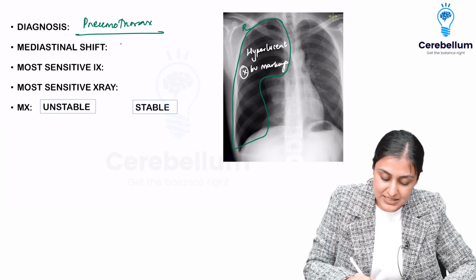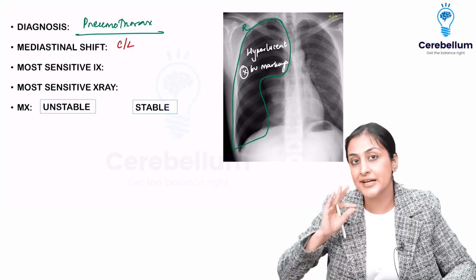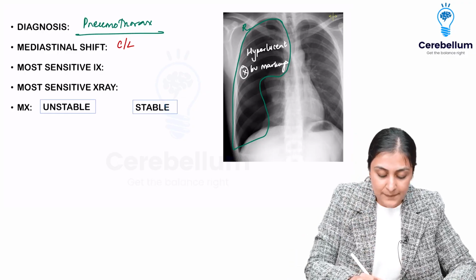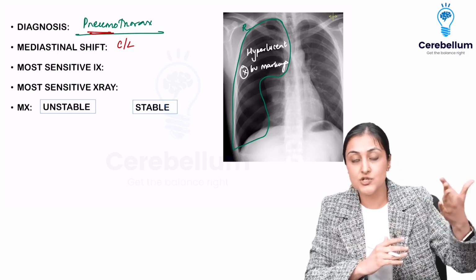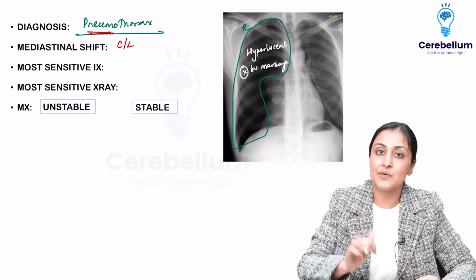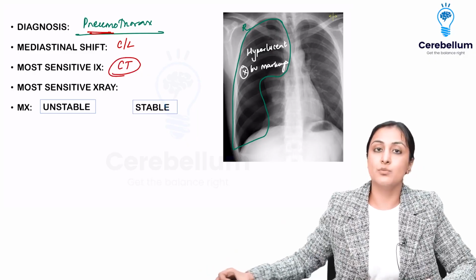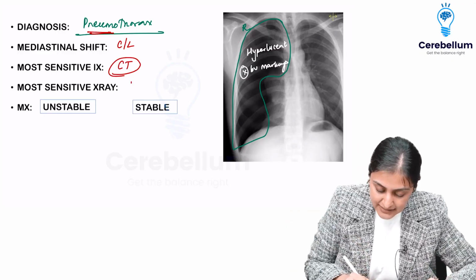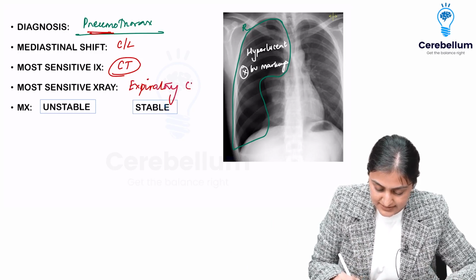What will be the mediastinal shift? Again, it will push the mediastinum to the opposite side. Contralateral shift. Most sensitive investigation. So anytime you want to see air, just like anytime you want to see fluid, it's going to be ultrasound. Anytime you want to see air, it is going to be a CT. So CT is the most sensitive investigation here. The most sensitive X-ray, remember, for a pneumothorax is an expiratory chest X-ray.